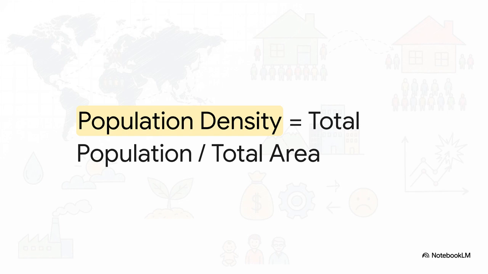And the math for this? Oh, it's the easiest thing ever. The formula's right there. Population density is just the total population divided by the total area. That's it. Easy peasy. And that little number tells us so much about how packed a place is.